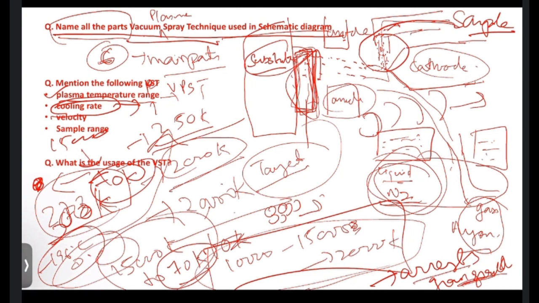What is the velocity? Velocity of the particles through which it gets settled over here, settles on the target, on the substrate I mean. What is the velocity of the particles? What is the velocity of the particle?